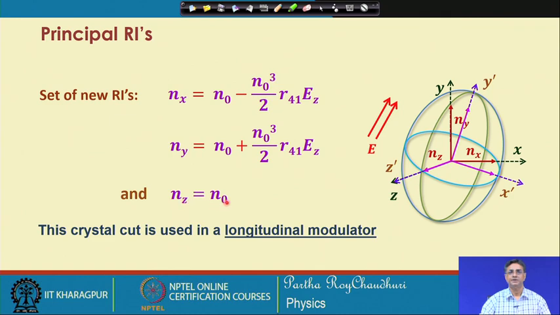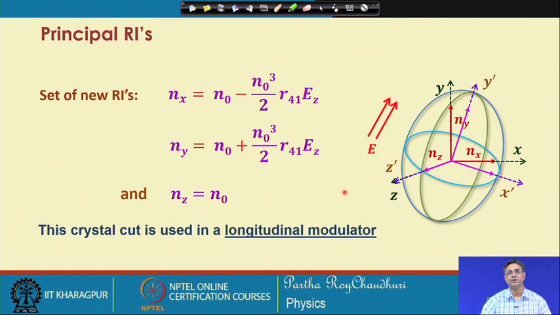So n_z equals n_0, and this crystal cut is used so that you apply an electric field along this z direction. For an isotropic material, the z direction is completely arbitrary, any direction could be defined as the z direction, and the result will depend on the direction of the electric field. There we can define x and y in the orthogonal directions perpendicular to z, and there will be a change in the refractive indices.